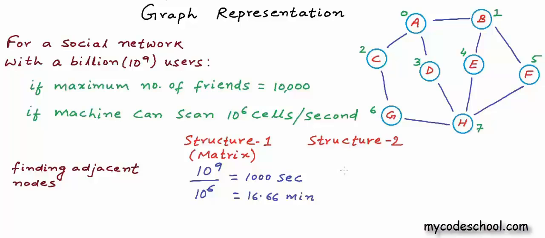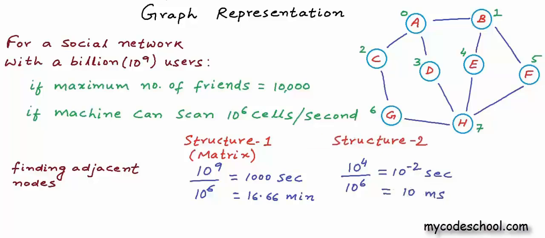But with the second structure, the maximum number of cells in a row would be 10,000, because the number of cells would exactly be equal to the number of connections. And this is the maximum number of friends or connections a person in the network has. So here we would take 10 to the power 4 upon 10 to the power 6, that is 10 to the power minus 2 seconds, which is equal to 10 milliseconds. 10 milliseconds is not unreasonable.